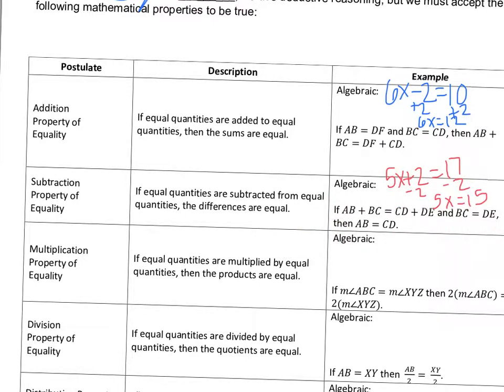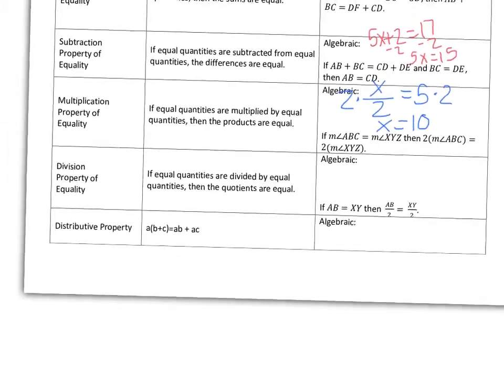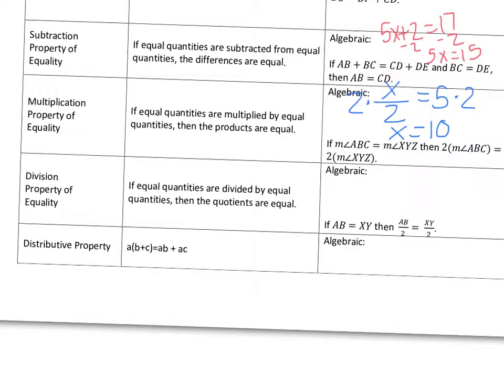For multiplication property of equality, it's just multiplying both sides by the same thing. So if you had x over 2 equals 5, you would know to solve for x, you're going to multiply both sides by 2, and you get that x equals 10. In terms of angles here, we see that if the measure of angle ABC equals the measure of angle XYZ, then 2 times the measure of angle ABC equals 2 times the measure of angle XYZ. Multiplying both sides by 2 is your multiplication property.